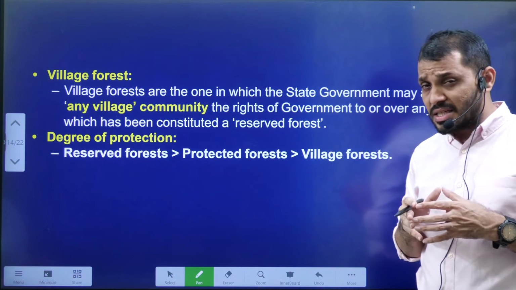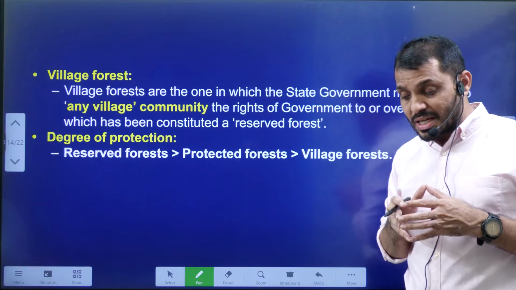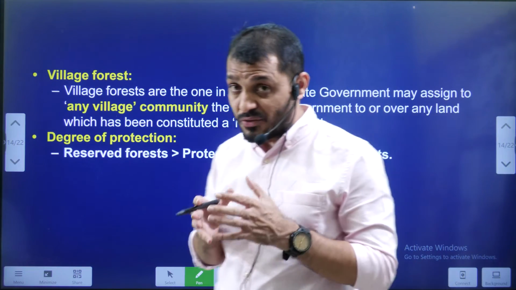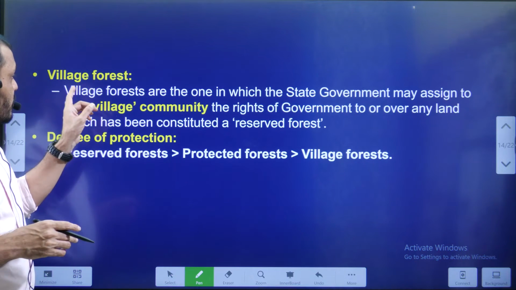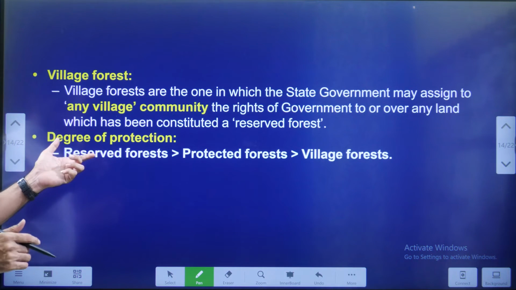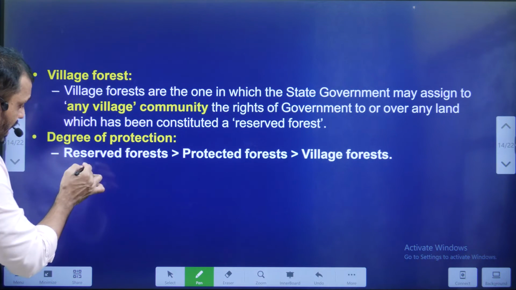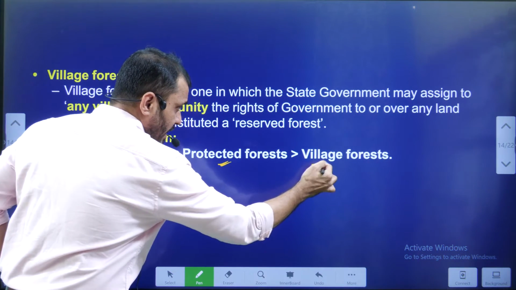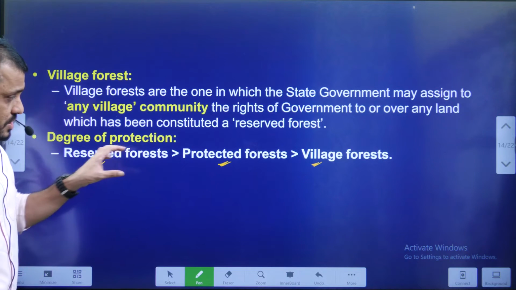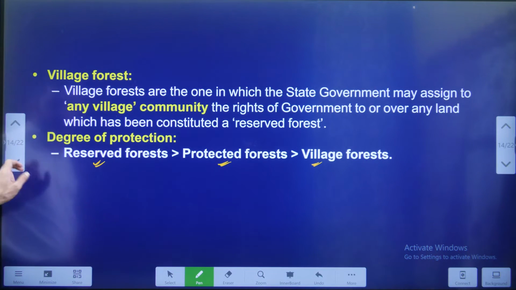Next one, there are certain village forests which are controlled by the particular village where the forest is located. This type of forest is known as village forest. In terms of protection, here you can see the highly protected one is a reserve forest, next one is a protected forest, and next one is the village forest. This is in terms of the protection.